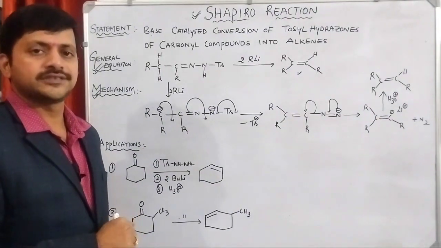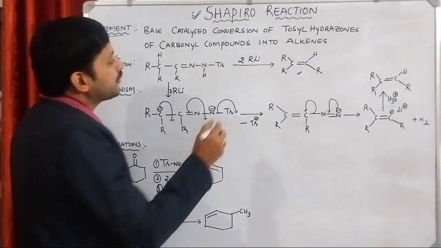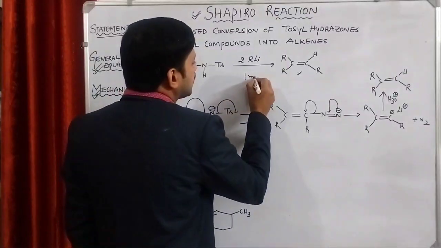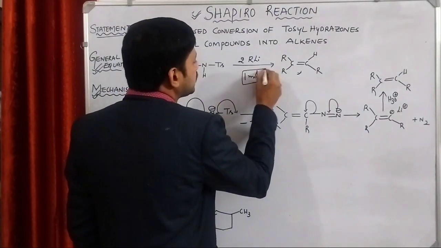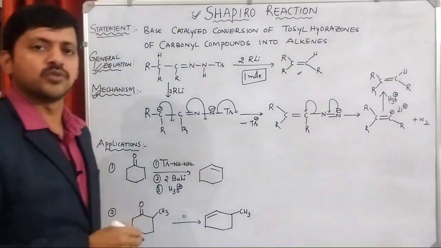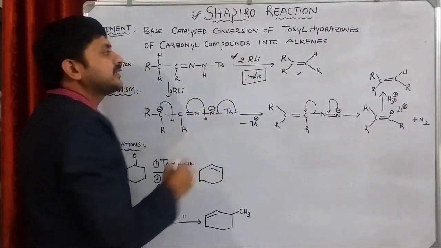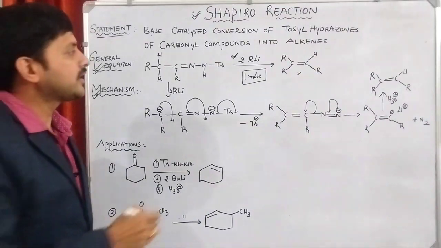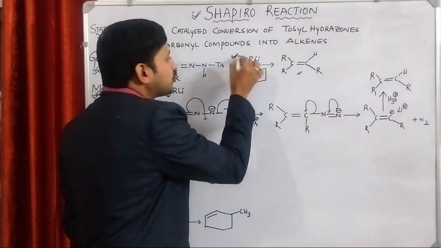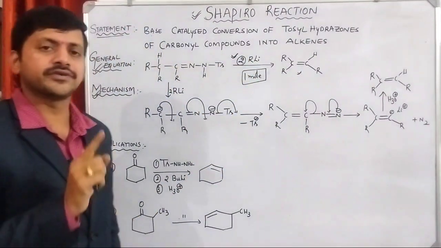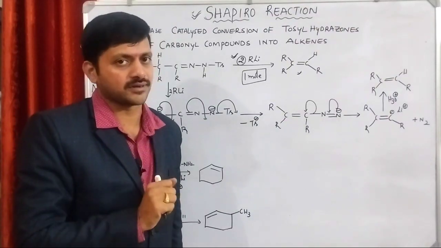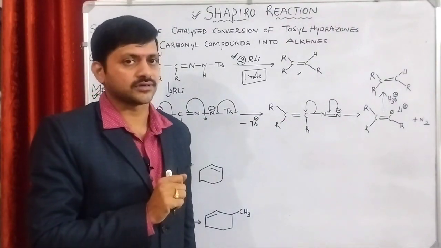In case of Bamford-Stevens reaction, what happens? We use a base, but the number of moles of base used is only 1 mole. In case of Shapiro reaction, we have changed the base, that is alkyl lithium. Here the number of moles is going to be 2 moles. This is a very important point you need to remember in case of this Shapiro reaction.